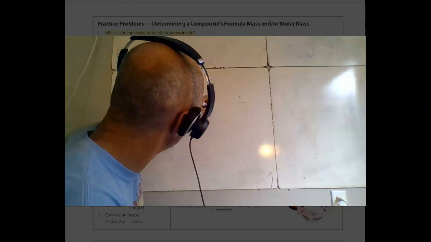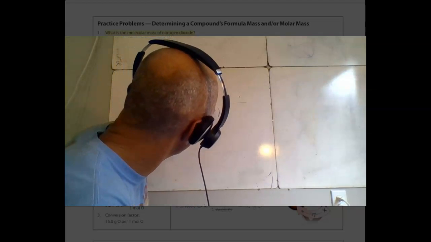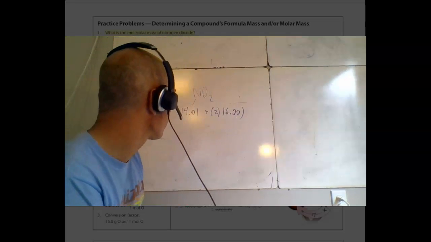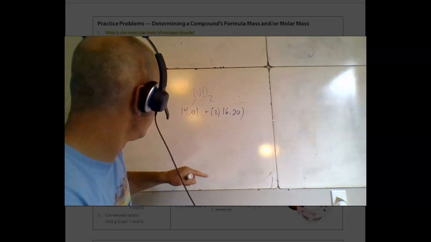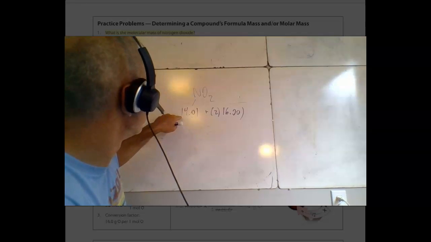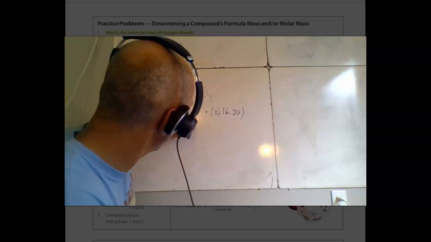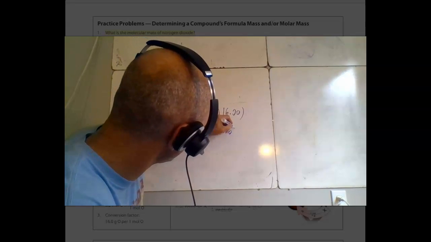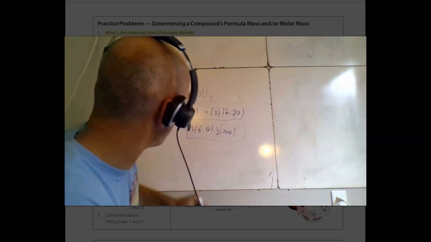And then there's 2 oxygens that each weigh 16.00 grams per mole. 2 times 16 is 32, plus 14.01 is 46.01, the sum of those numbers. The molar mass of nitrogen dioxide is 46.01 grams per mole.